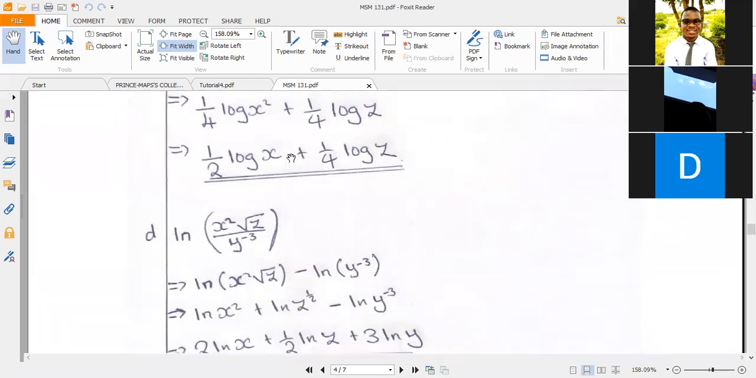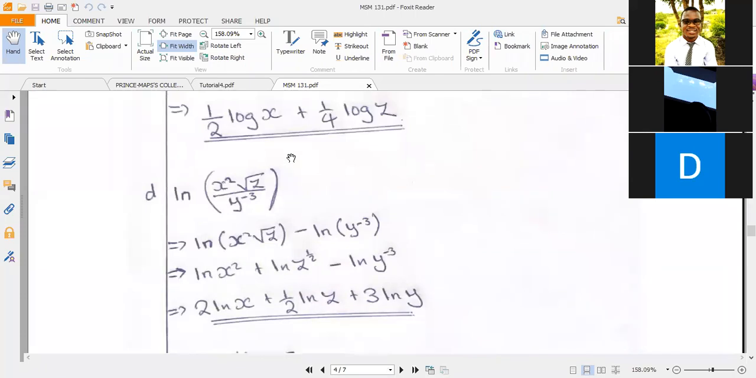Okay, let's move on. We go to D. On D, we have ln of x squared root of z over y to the power -3.